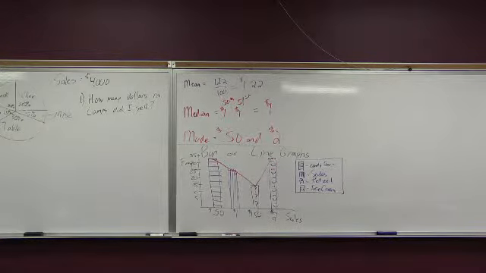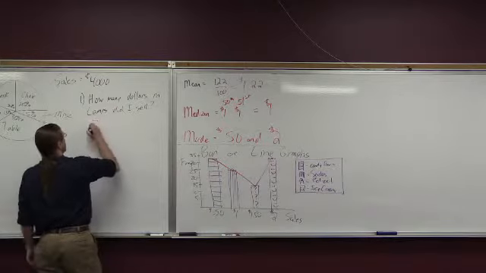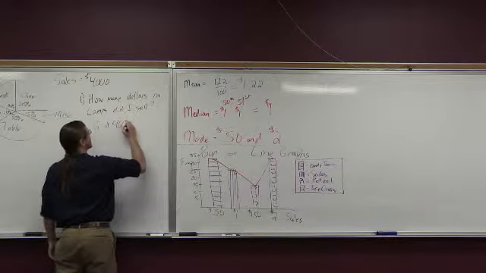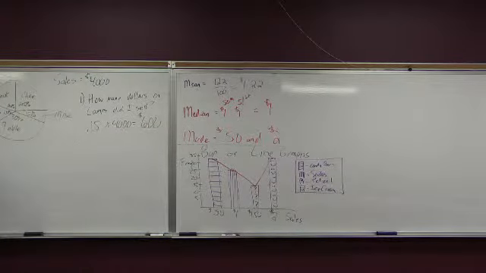Anyways, how many dollars in lamps did I sell? How'd you figure that out? She took 15% of $4,000, right? 0.15 times 4,000. I sold $600 in lamps. Woohoo!